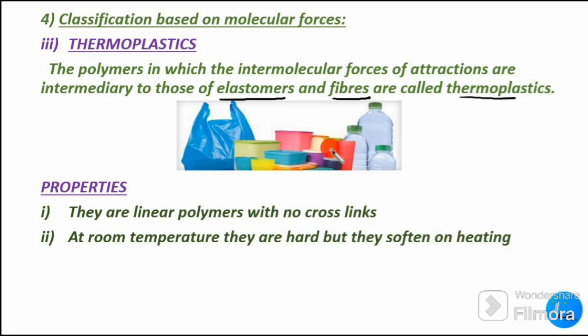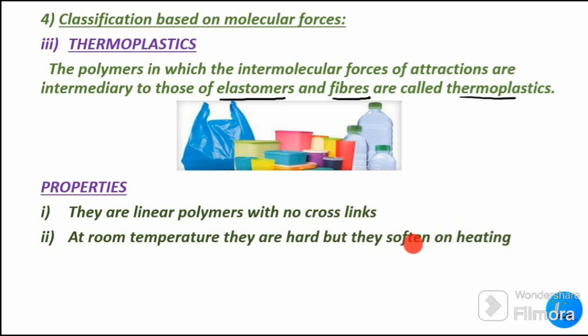Okay, but at room temperature they are quite hard, but on heating they become soft and viscous. However, on cooling they again get hardened. So as heating does not cause any cross linking, they can be easily molded by heating. So the process of heating, molding and cooling can be repeated as many times as desired without affecting the mechanical properties of the polymers.